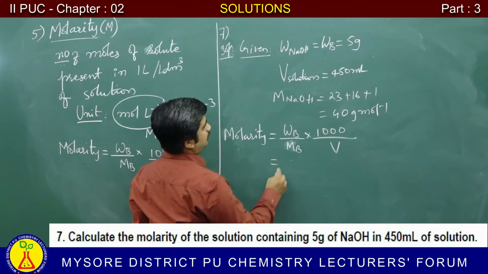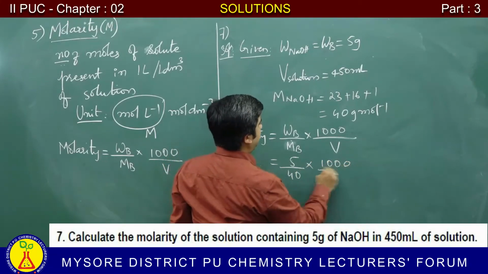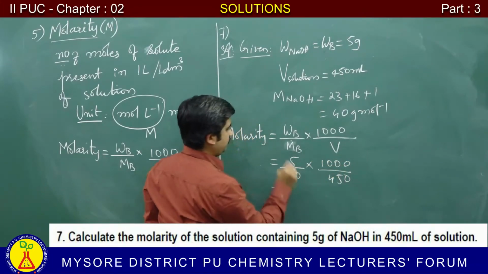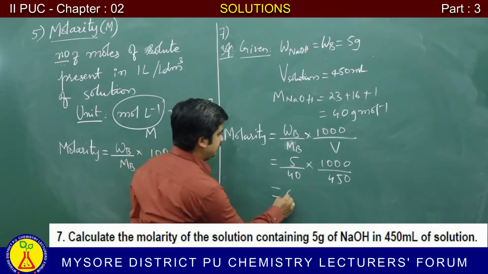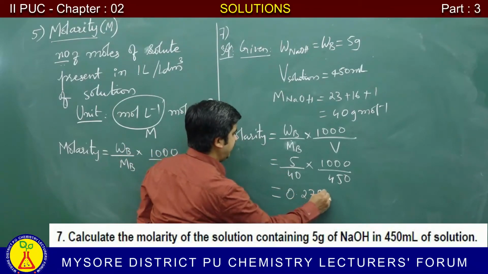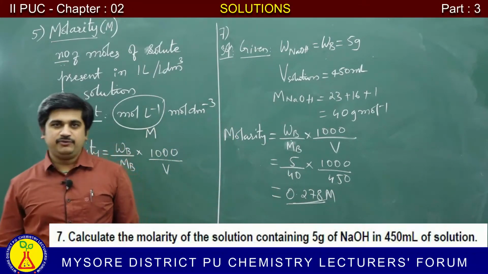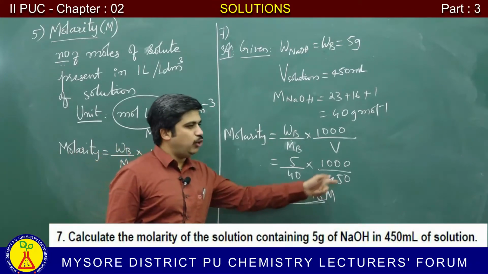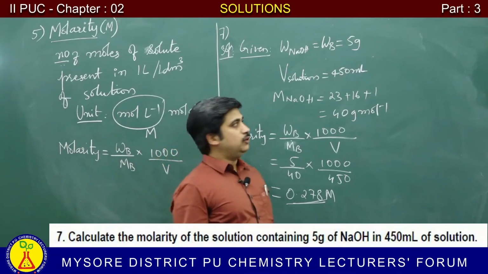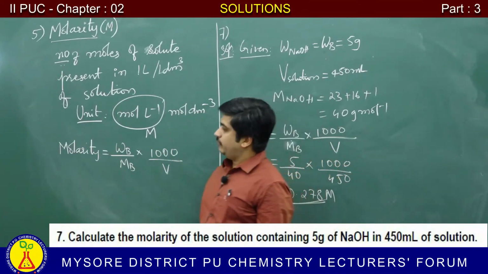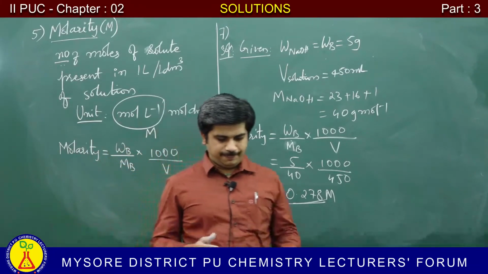So weight of solute is 5, so 5 by 40 into 1000 divided by 450. Now if we solve this, the answer that we get is 0.278 M, designated by the capital letter M. Sometimes we write it as 0.278 mole per liter. That also means molarity. So this is the solution for the problem. Then let us take up another problem.